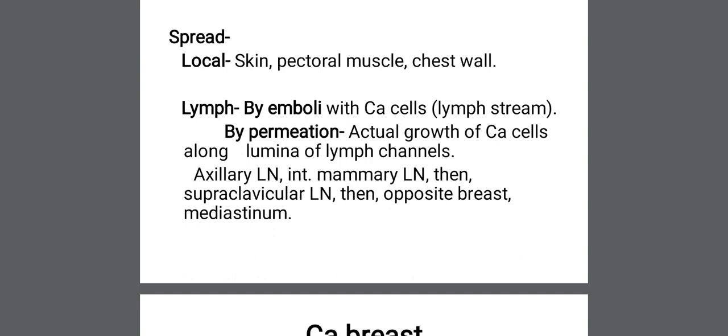So this is the lymphatic spread. Lymphatic spread will occur in two ways, by emboli and by permeation. In emboli, it is composed of carcinomatous cells being swept along the lymphatic vessels by the lymphatic stream, and secondly by permeation, that is actual growth of CA cells along the lumina of lymphatic channels. The lymph nodes involved are axillary lymph nodes and internal mammary lymph nodes. They are involved comparatively early, and later on supraclavicular lymph nodes, the opposite breast and mediastinum are involved.